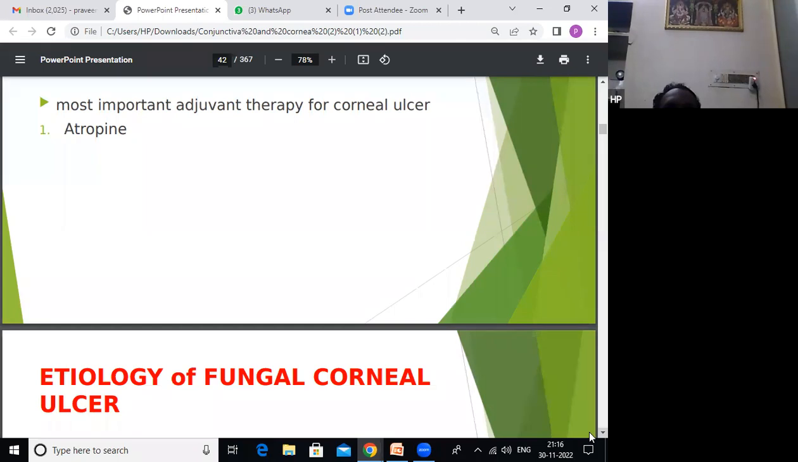Important clinical features of a fungal corneal ulcer are that you have a satellite lesion and you have an immune ring of Wesley. And in fungal corneal ulcer, the signs are more compared to the symptoms, whereas in a bacterial corneal ulcer, the symptoms are more compared to signs.